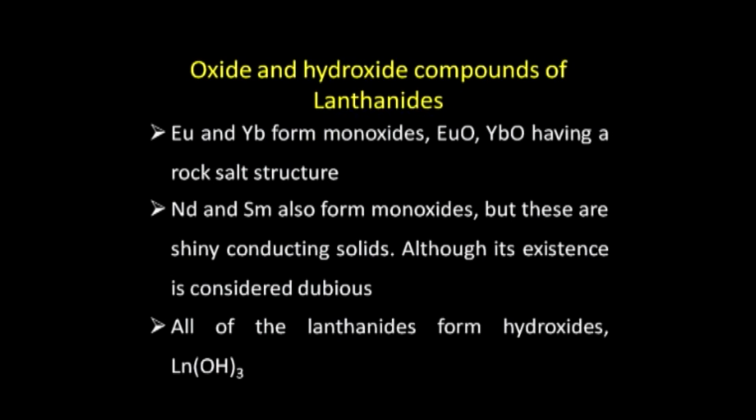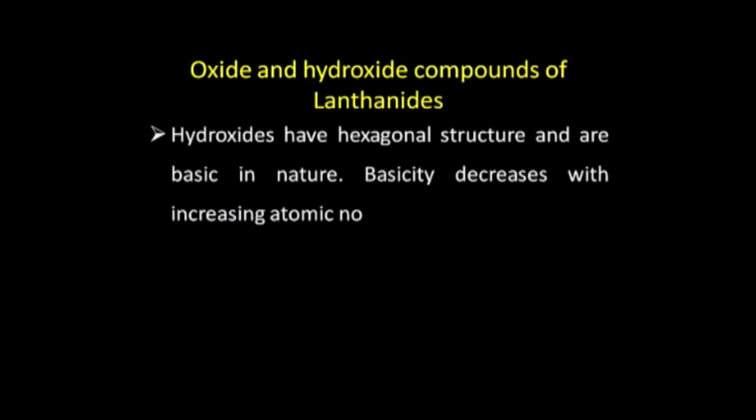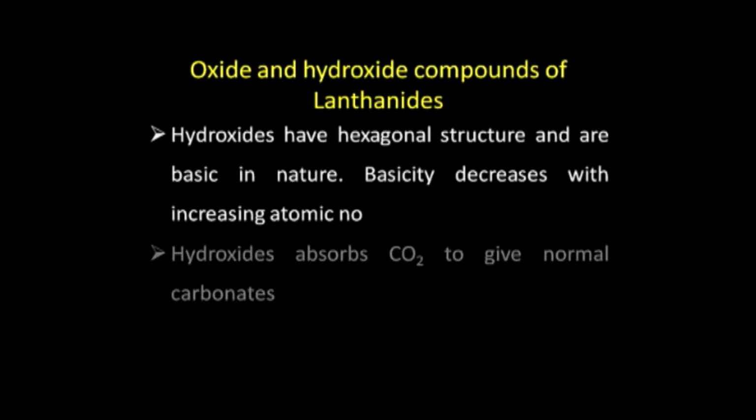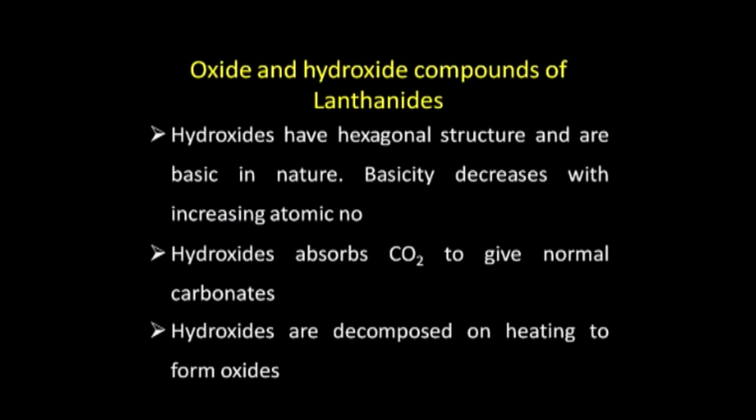All of the lanthanides form hydroxides of type Ln(OH)3. The hydroxides have a hexagonal structure and are basic in nature. The basicity of the hydroxides decreases with increasing atomic number, that is, the basicity decreases as you move from lanthanum to lutetium. The hydroxides absorb carbon dioxide to give normal carbonates. The hydroxides are decomposed on heating to form oxides.